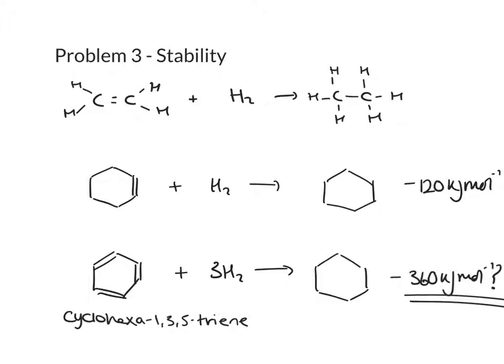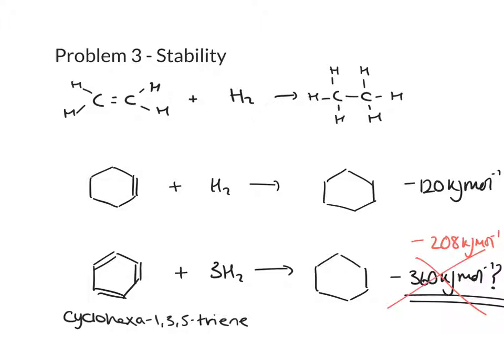So if we hydrogenate benzene, you do not get an enthalpy of hydrogenation of minus 360 kilojoules per mole. You actually get about 208 kilojoules per mole released. So it's miles out on what you'd expect. It's about 150 kilojoules per mole lower in terms of energy release than you would expect.